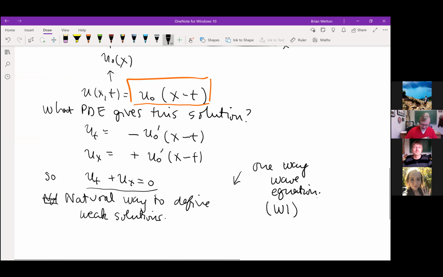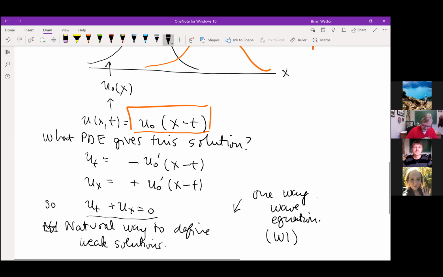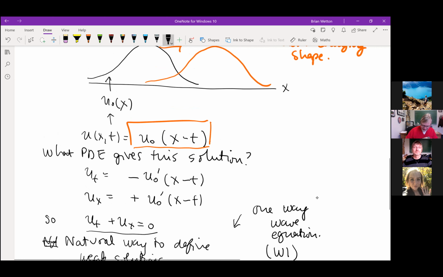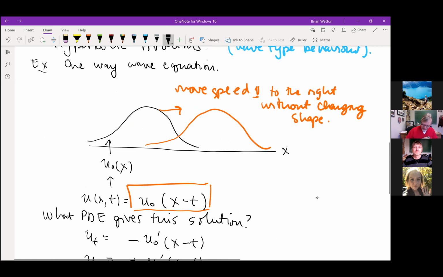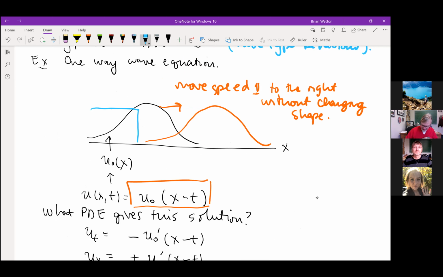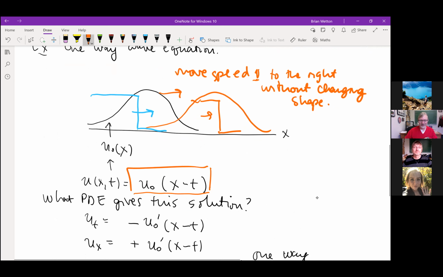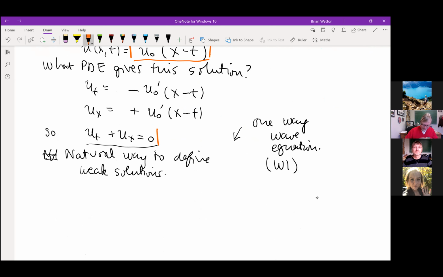And so if we go back here, and I think of initial conditions that are discontinuous, well, I can move that profile to the right with speed 1, and get a solution that makes sense, but it won't satisfy this differential equation at every point because there's no derivative at that discontinuity.